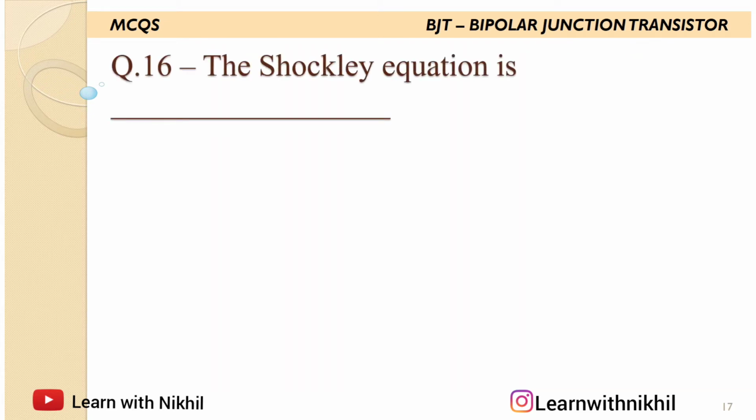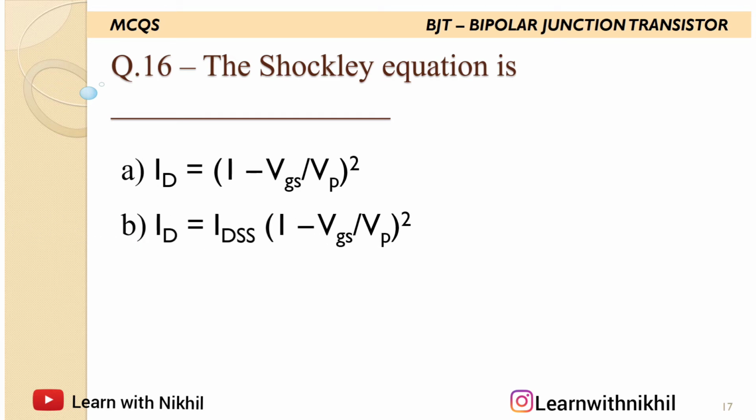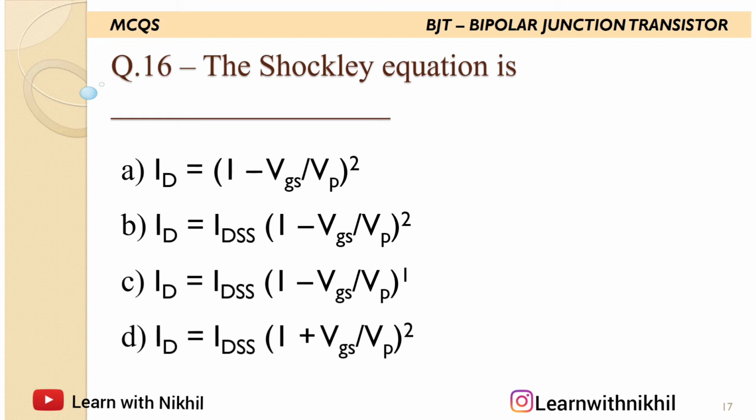Next question. The Shockley equation is A. ID is equal to 1 minus VGS upon VP the whole square. B. ID is equal to IDSS into 1 minus VGS upon VP the whole square. C. ID is equal to IDSS 1 minus VGS upon VP raised to 1. Or D. ID is equal to IDSS 1 plus VGS upon VP the whole square. And the answer is ID is equal to IDSS 1 minus VGS upon VP the whole square. This is for FET.